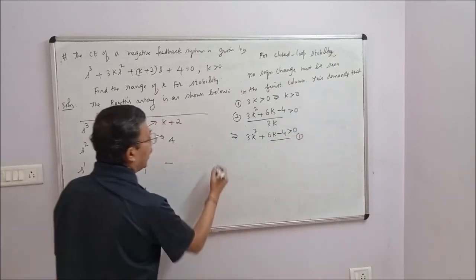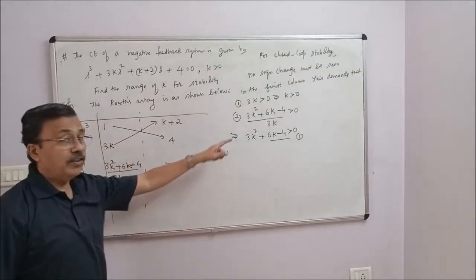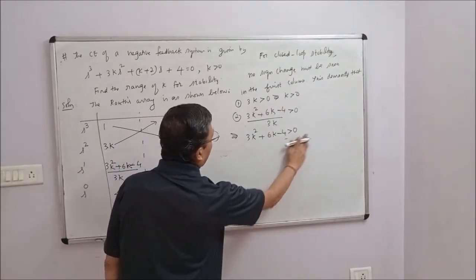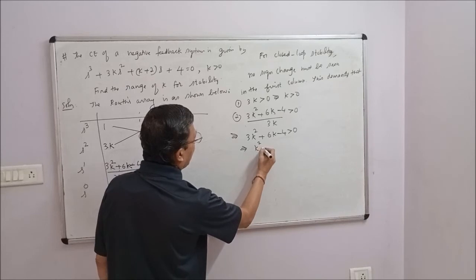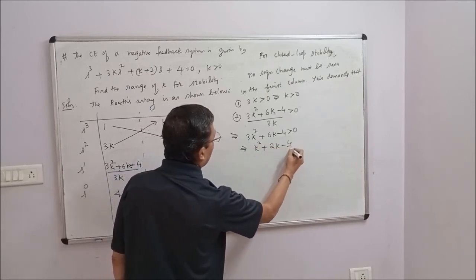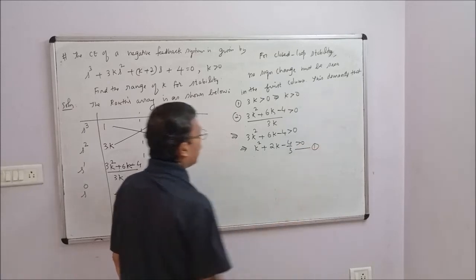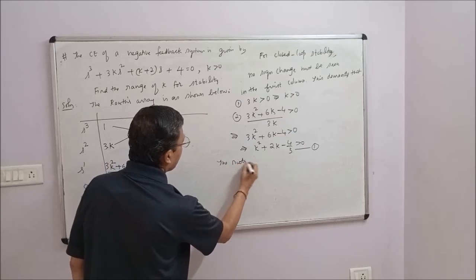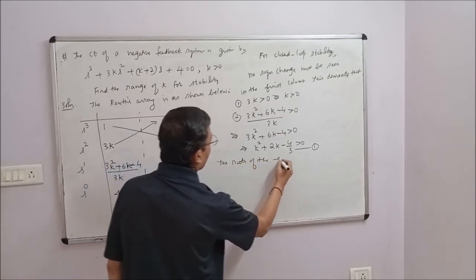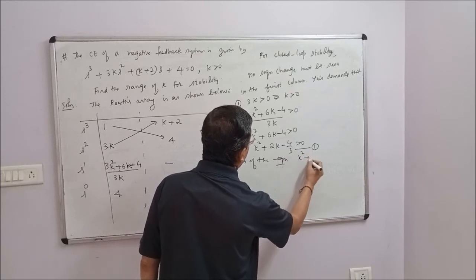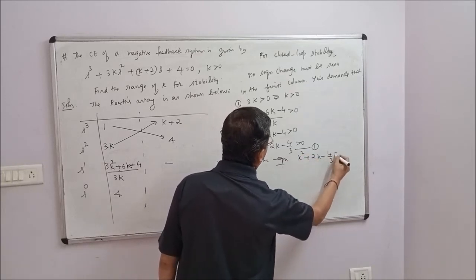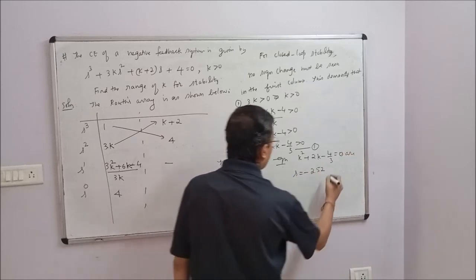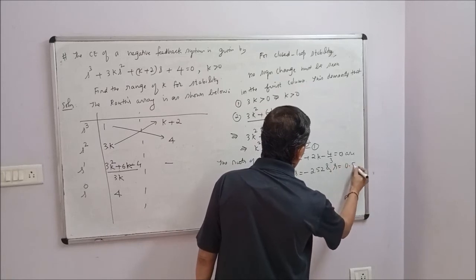Call this equation 1. We want to factorize the left hand side of equation 1. So what we do is we divide throughout by 3, and you get K square plus 2K minus 4 by 3 greater than 0. This I call equation 1. The roots of the equation K square plus 2K minus 4 by 3 equal to 0 are K equal to minus 2.52 and K equal to plus 0.52.